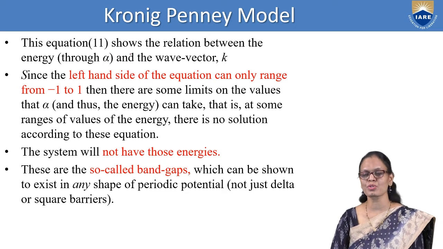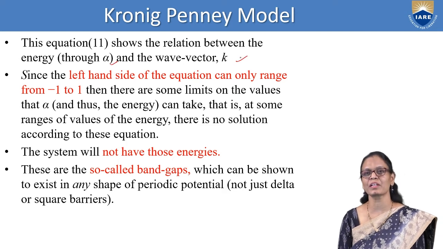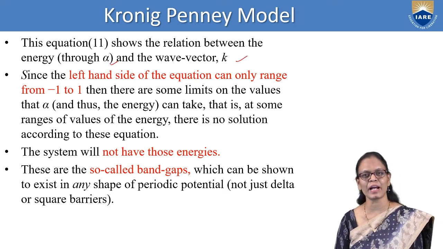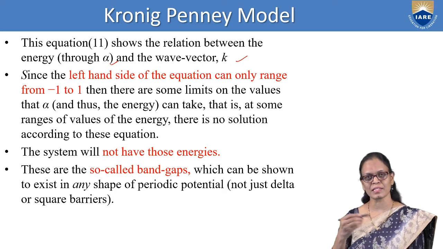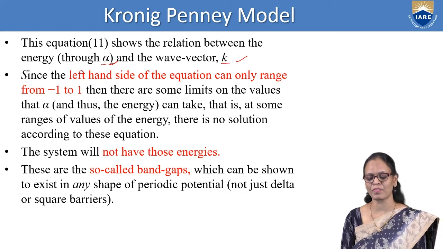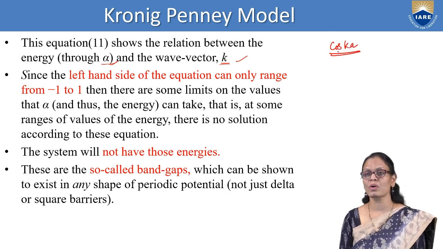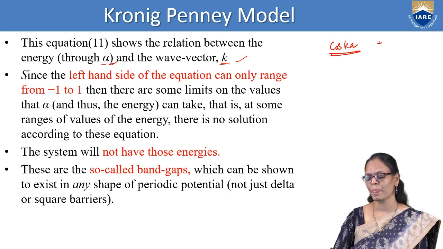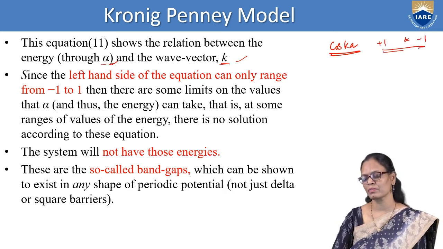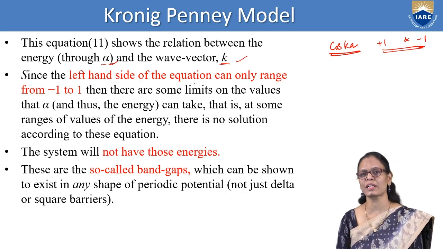So what does this equation show? This shows the relationship between alpha and the wave vector k. On the left hand side we had cos ka, which is equal to P sin alpha a by alpha a plus cos alpha a. So it is giving us a relationship between alpha and k. And because the left hand side is cos ka, it can take values between +1 and -1 only. You know the cosine function. So the left hand side of the equation can only range from -1 to 1.